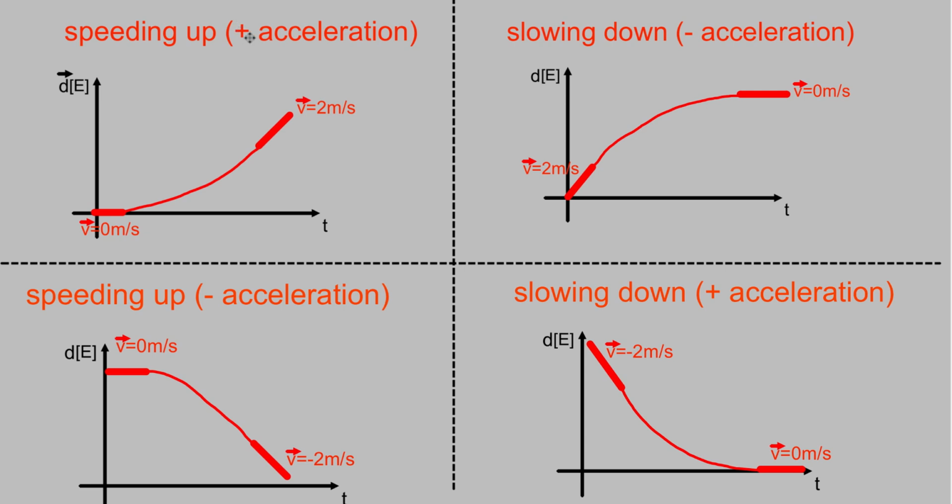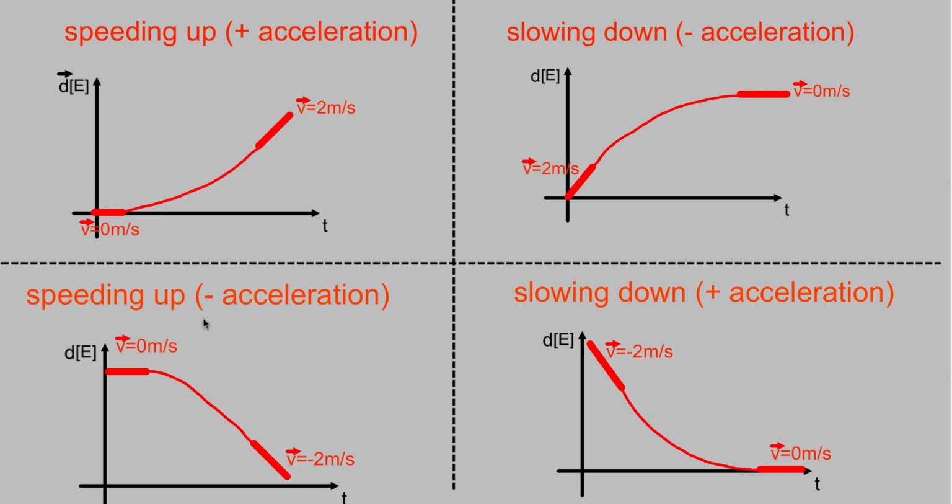Okay, so just to recap all 4 graphs. Speeding up, or positive acceleration, start off with an initial velocity of 0, horizontal line. A little while later, we're going with a positive velocity, which we said was 2 meters per second. Smooth curve that joins those two line segments. Slowing down, or negative acceleration, we started off with 2 meters per second of speed or velocity. A little while later, we've come to rest. Smooth curve that joins the two.